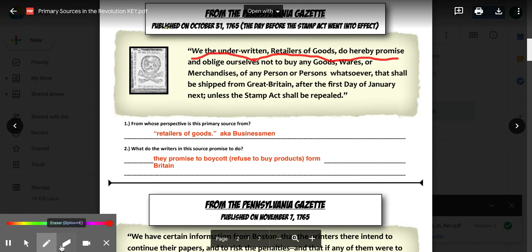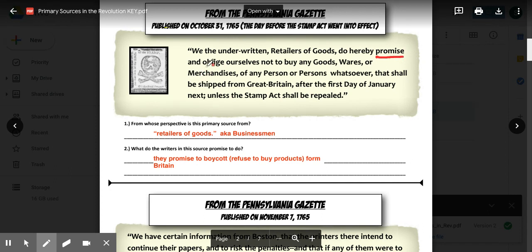So let me get the eraser out, actually. This pen is really annoying to write with on a laptop. So they actually do say, to get the pen out, it says promise. So it's asking you to find out what they promise.